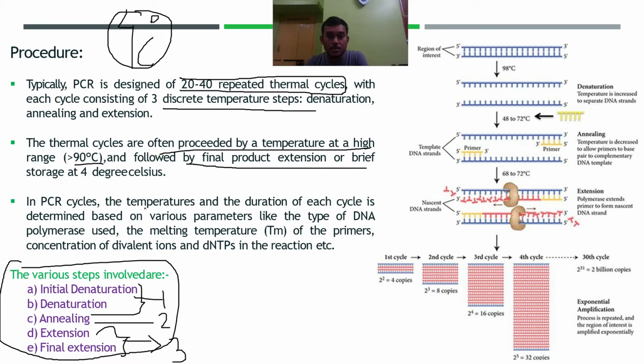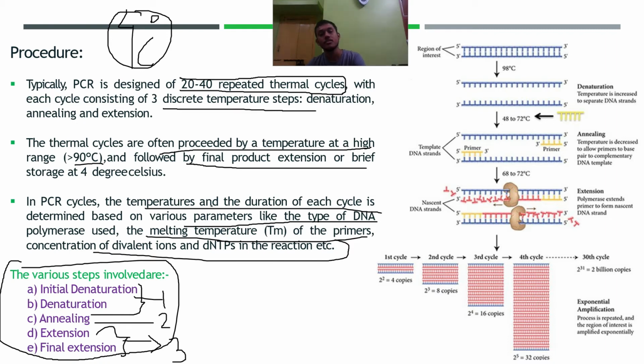So in PCR cycles, the temperature and the duration of each cycle is determined based on various parameters like the type of DNA polymerase used, the melting point of the primers, and the concentration of divalent ions and dNTPs in the reaction. So you can see it's not very easy, because to determine the temperature and duration of each cycle, we need to take hold of different factors, and thereafter we can understand the different temperatures that might be required, and also the duration for each cycle.